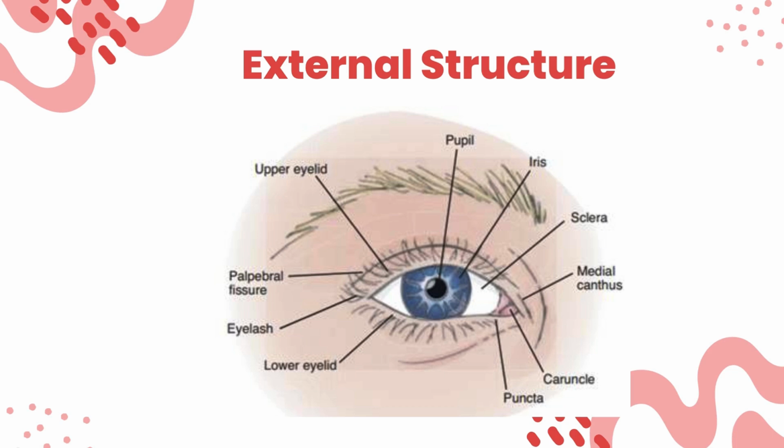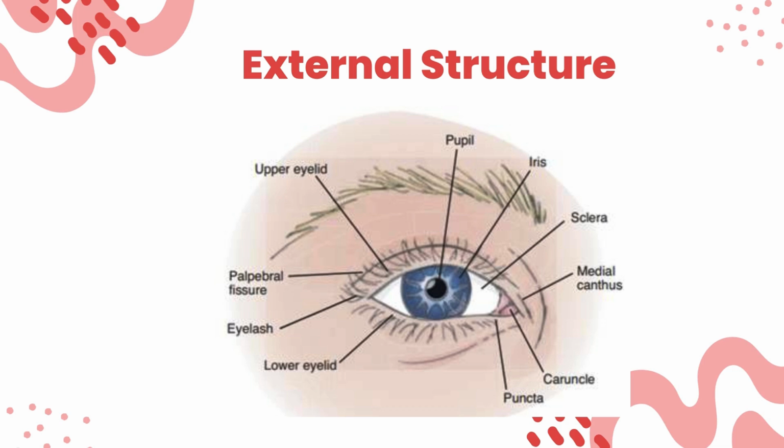So now we're going to look at the last part of the external structure of the eye. Again, I'm going to ignore the things we have looked at before, such as the pupil and the iris. So let's move on to the puncta. Now, this is the tiny opening in the inner corners of the upper and lower eyelids that drain the tears from the eye into the nasal cavity.